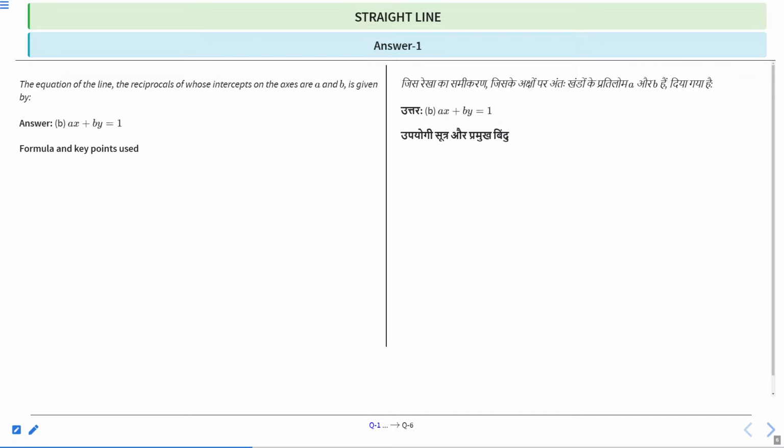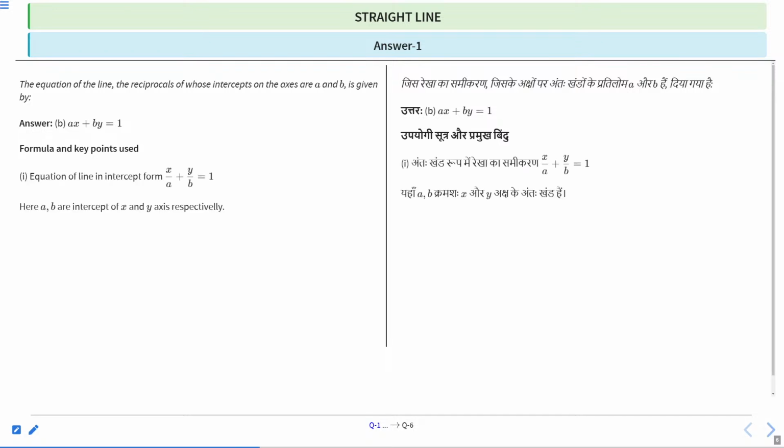The formula and key points we will use: the equation of a line in intercept form is x by a plus y by b is equal to 1, right? Here a, b are the intercepts on the x and y axis respectively. Got it? Next, let's see the solution.